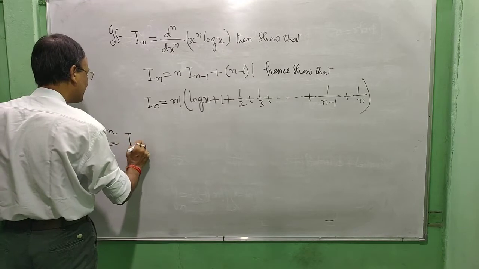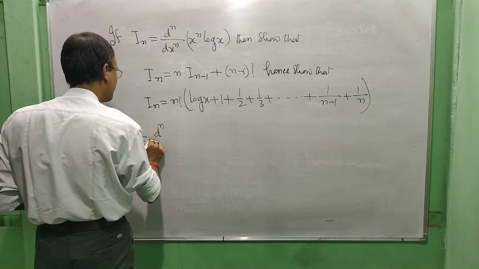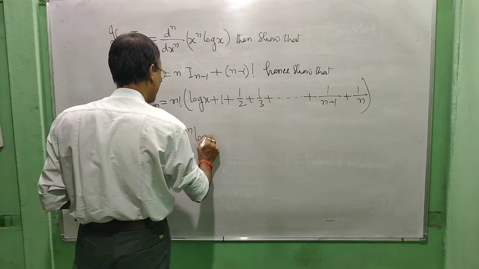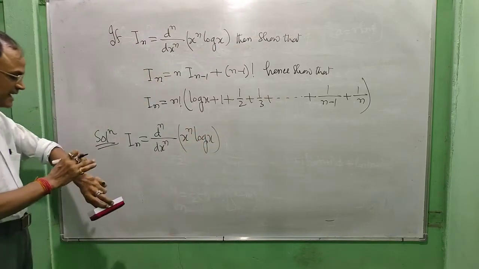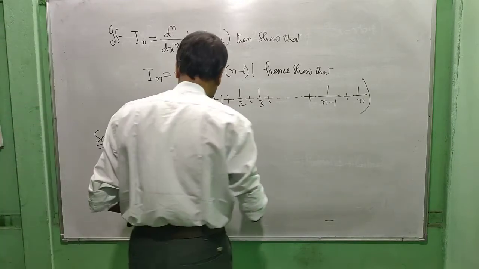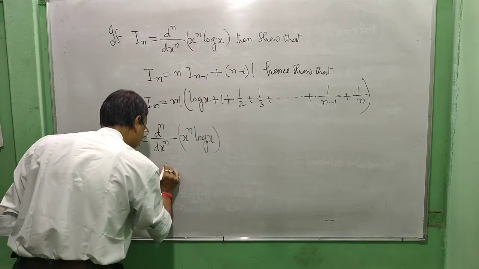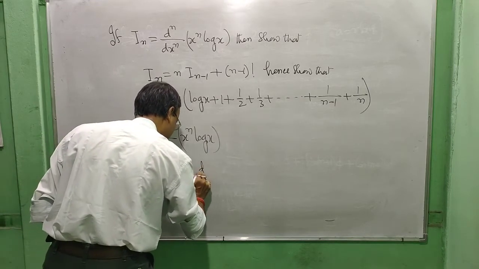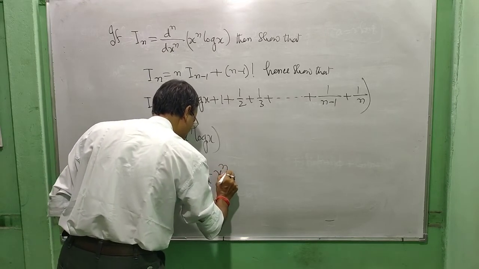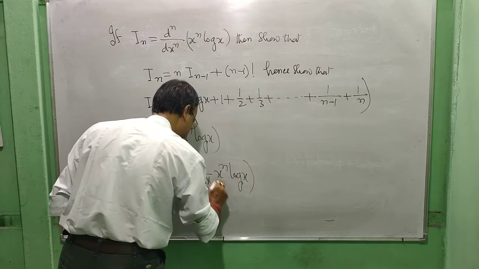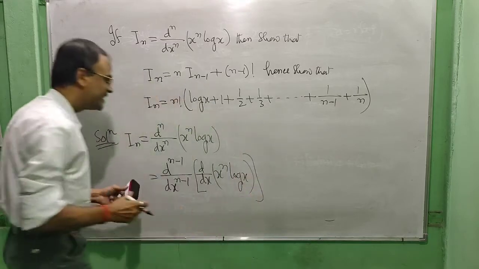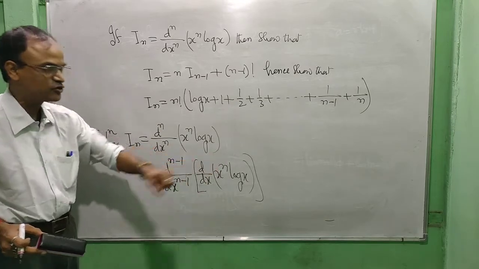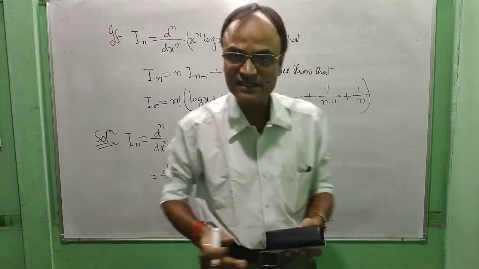I_n is equal to d^n/dx^n of x^n log x. This can be written as d^(n-1)/dx^(n-1) of d/dx of x^n log x. Can I write like this?